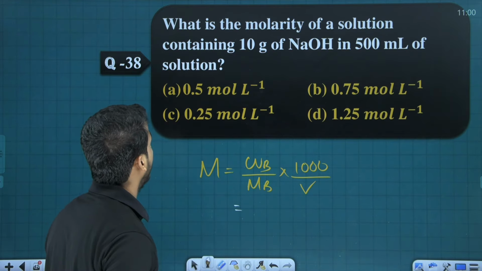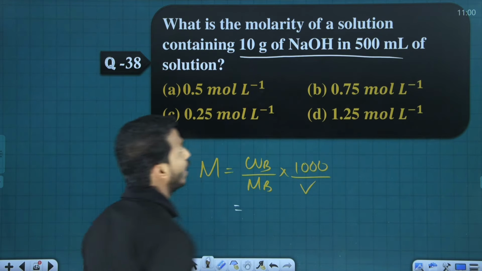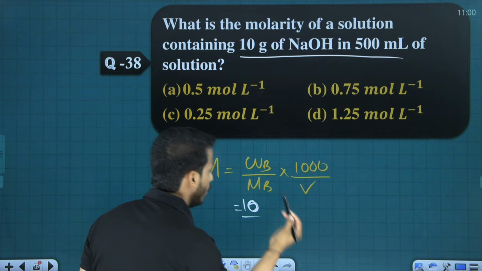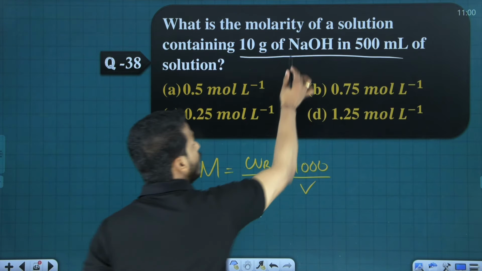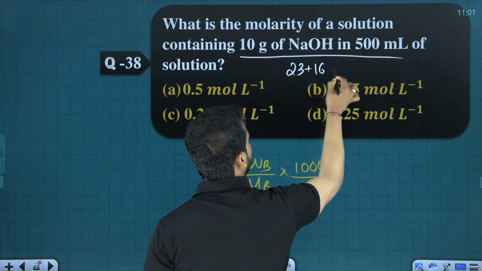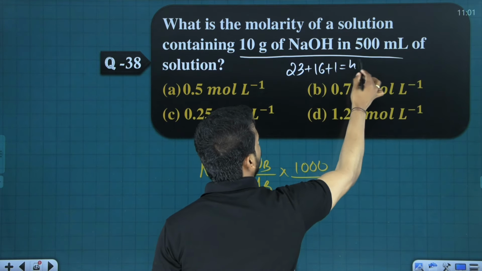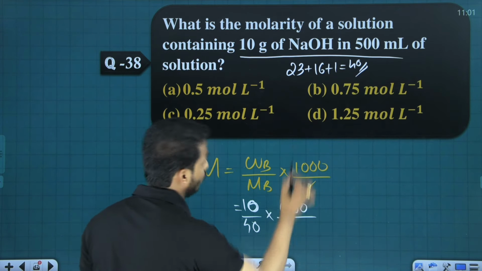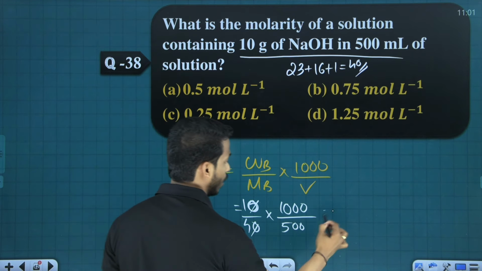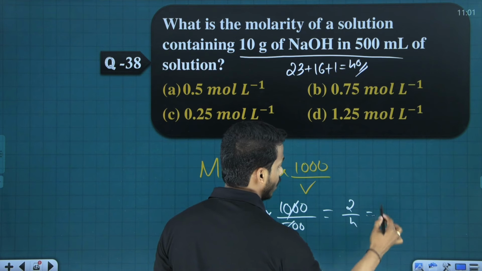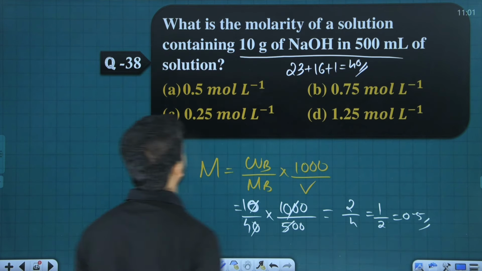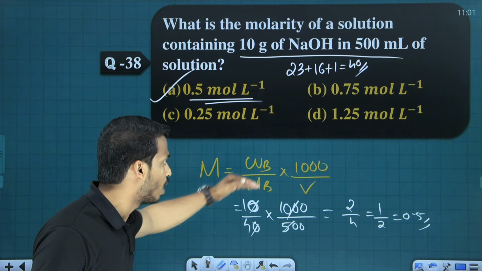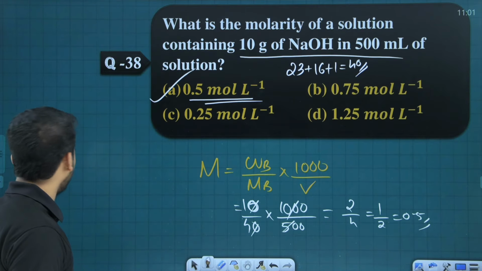Let us calculate. 10 gram of NaOH in 500 ml. So 10 gram is the weight of solute, that is WB. What is the molar mass of NaOH? Remember, sodium mass is 23, oxygen mass is 16, hydrogen 1. How much will you get? 40 gram per mole. So 10 by 40 into 1000 divided by the volume given, 500 ml. Calculate it. It is 2, right? So 2 divided by 4 is equal to 1 by 2, which is 0.5 mole per liter. So molarity is calculated by given mass by molar mass into 1000 divided by volume.